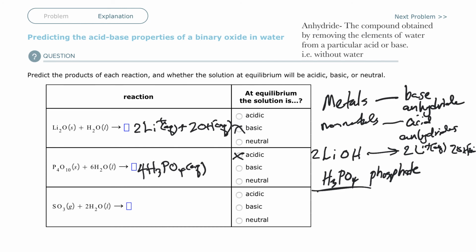So look at this guy. SO3, add H2O to it. So now it's SO4 with H2. So I have H2SO4. That's an acid. That's an acid I've seen over and over again. That's sulfuric acid.